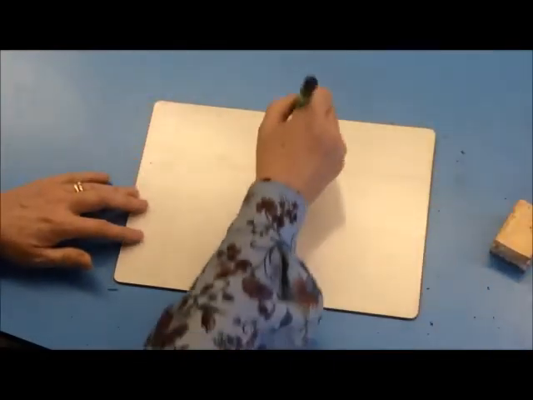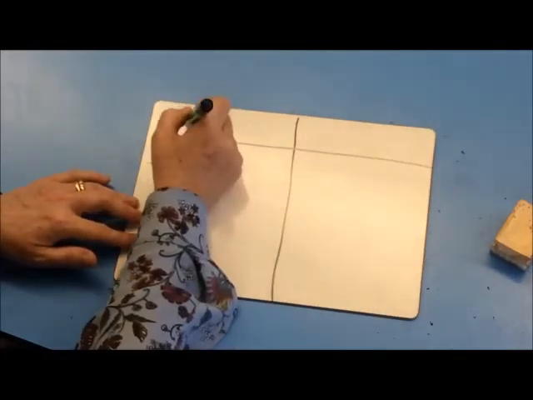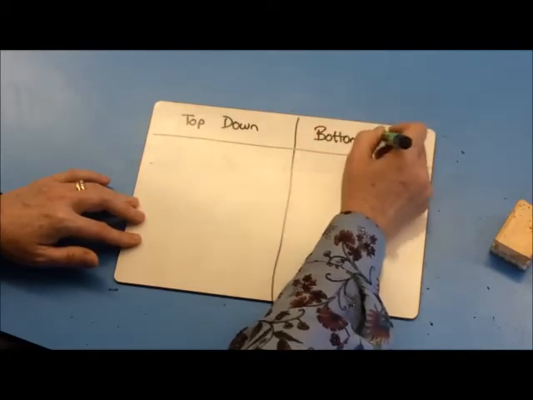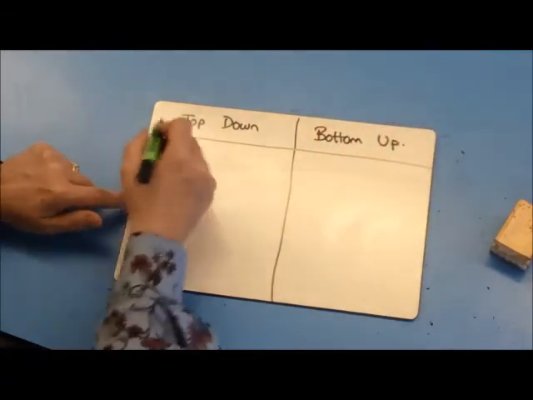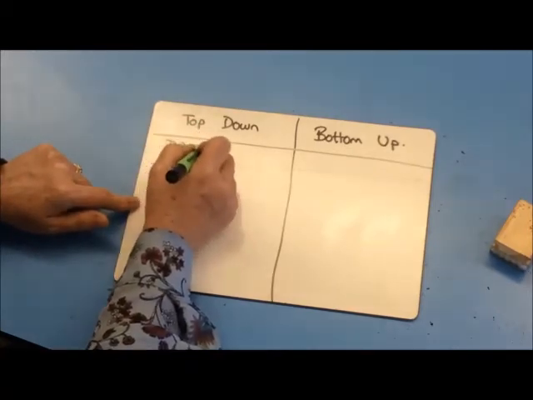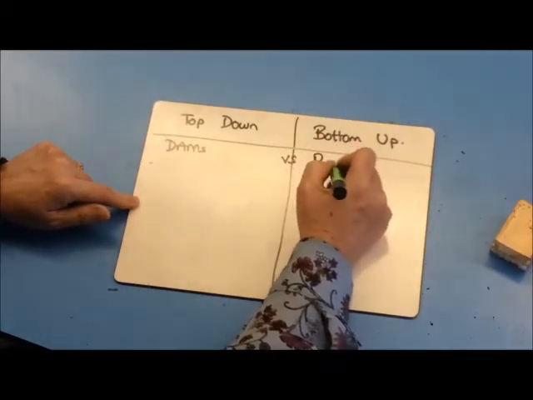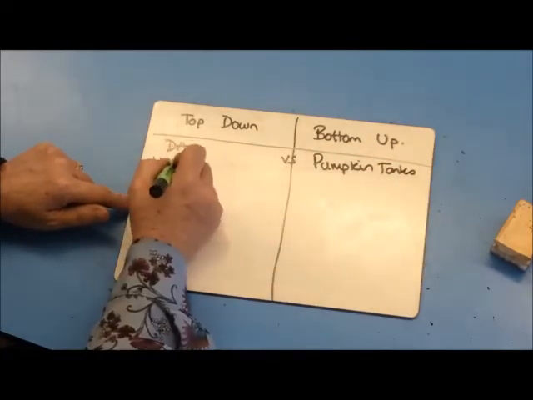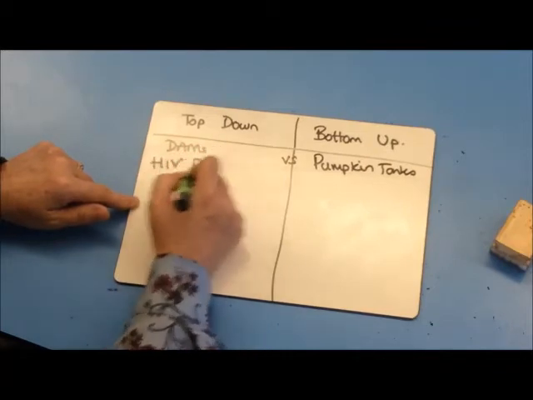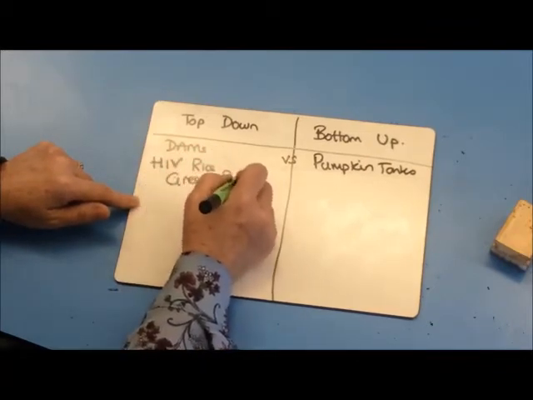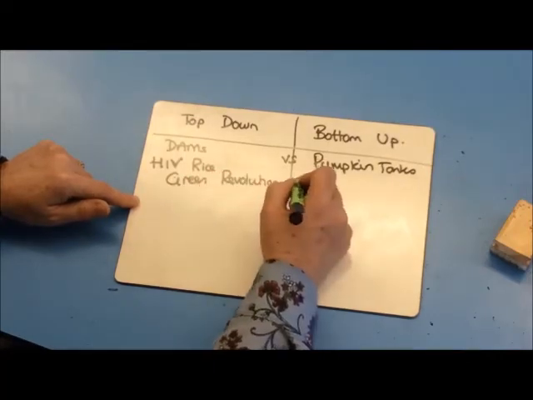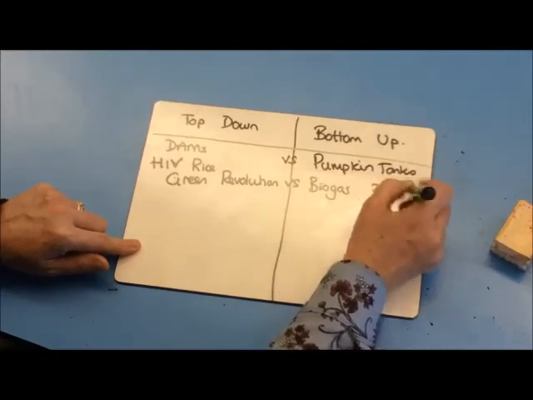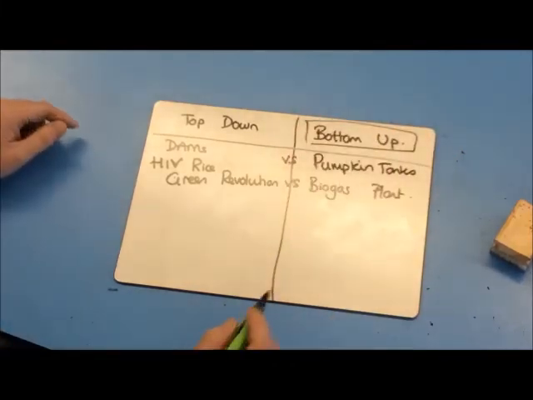So the last thing they will ask you about is top-down versus bottom-up development projects. So you can either use dams versus pumpkin tanks, or you could use the HYV rice, which was the green revolution, versus the biogas plant.